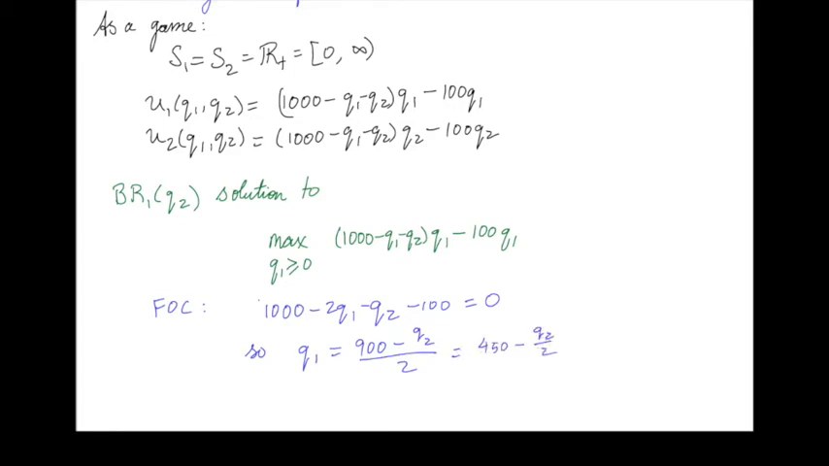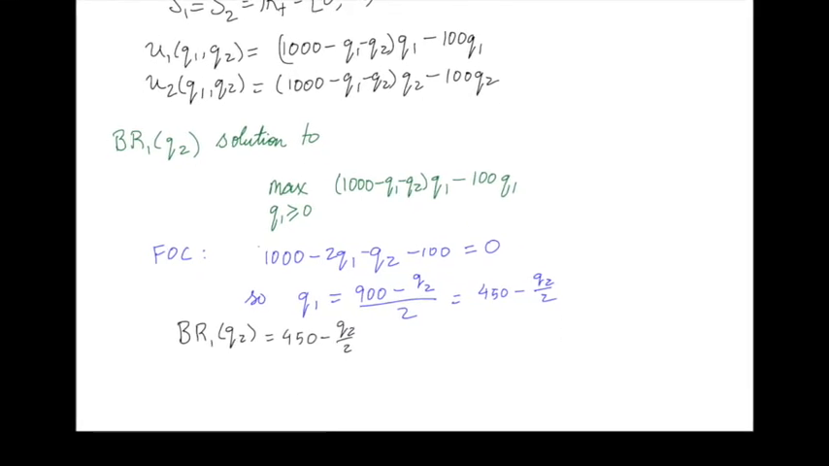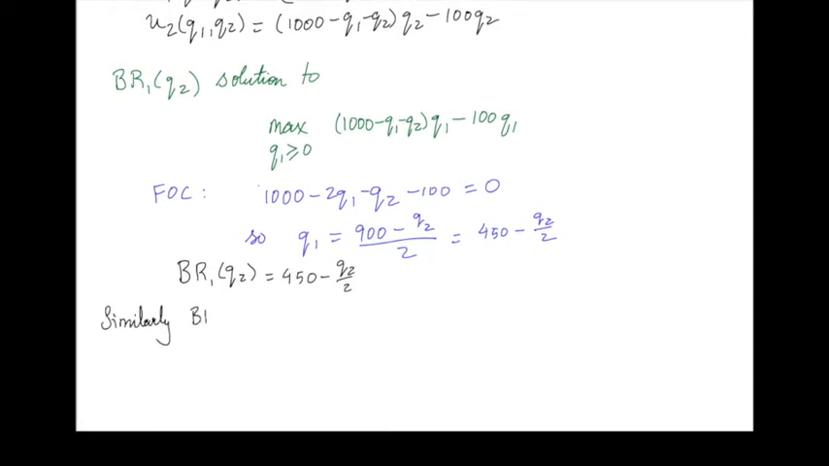So the best response of player 1, or firm 1, to the choice of firm 2 is 450 minus Q2 over 2. If we're being very careful here, we should really write this as a set containing that one element, but whenever there's just one element in the set, we're just going to take a shortcut and write it this way. If we did exactly the same thing from firm 2's perspective, we would find that the best response for firm 2 would take the same form.